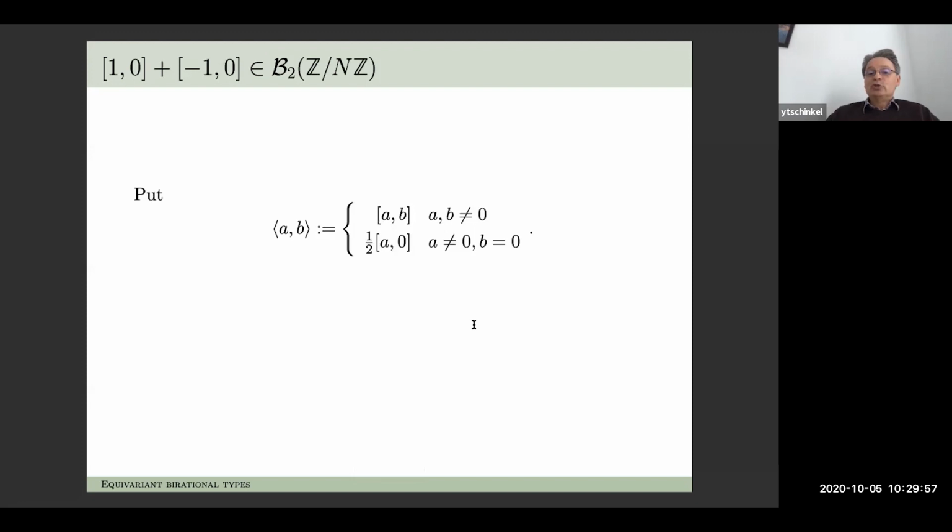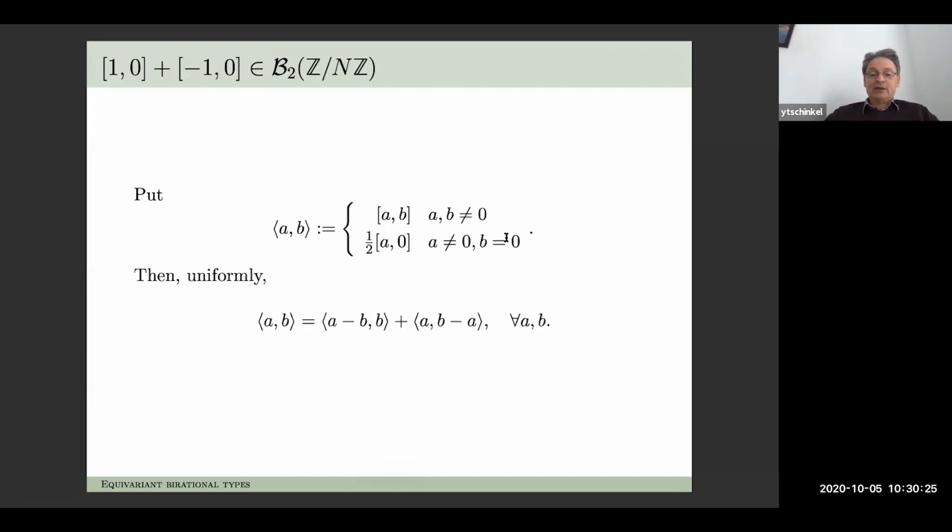So I want to show you a proof that this is torsion in B_2, just so that you see some proof in this business. So let's introduce a slightly different symbol with angle brackets ⟨A, B⟩, which is (A, B) if they're not equal, and 1/2 (A, 0) if one of them is 0.